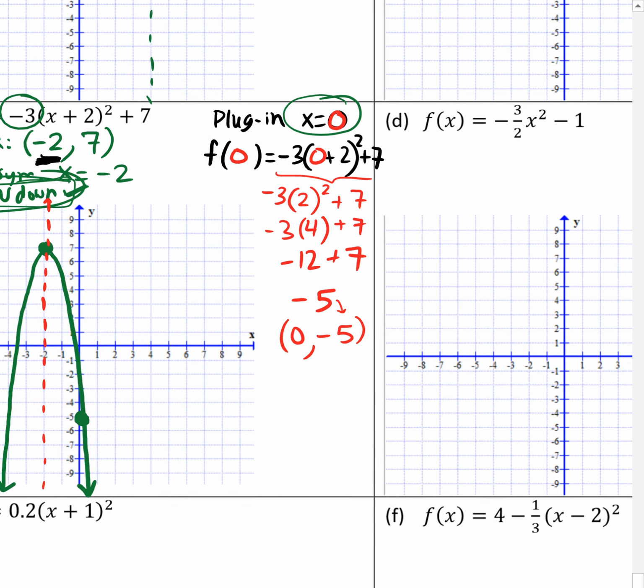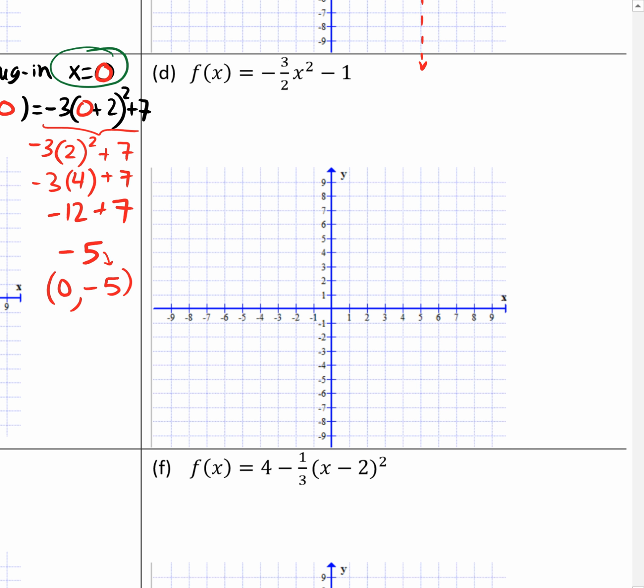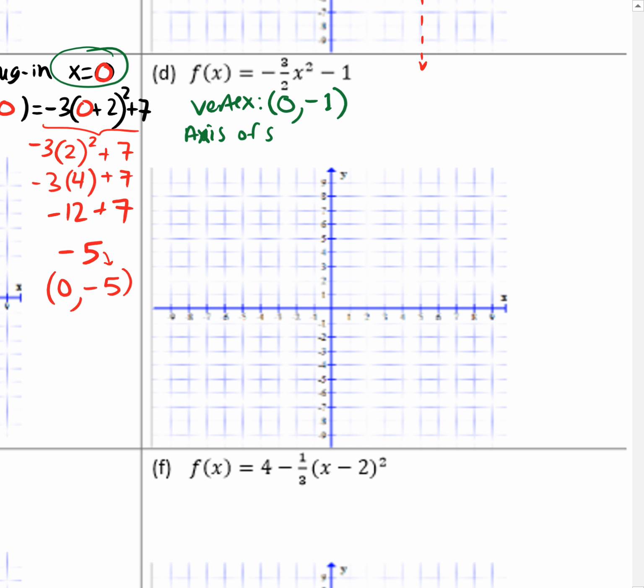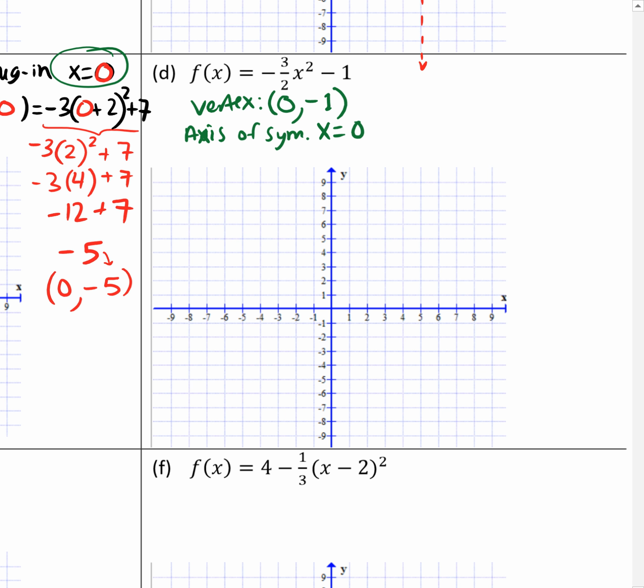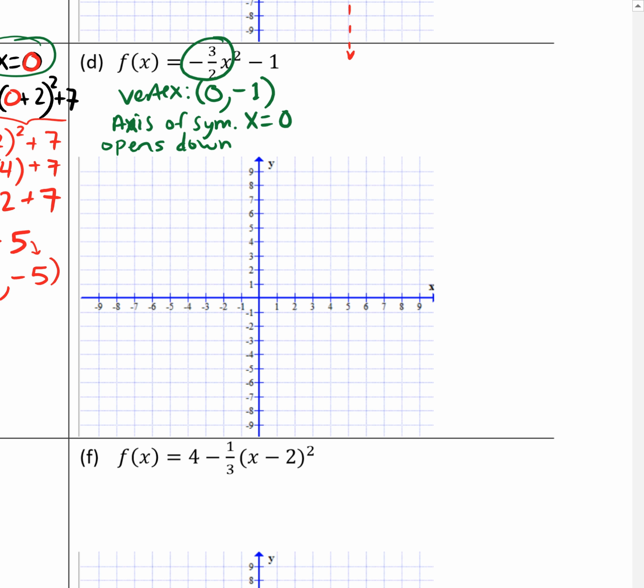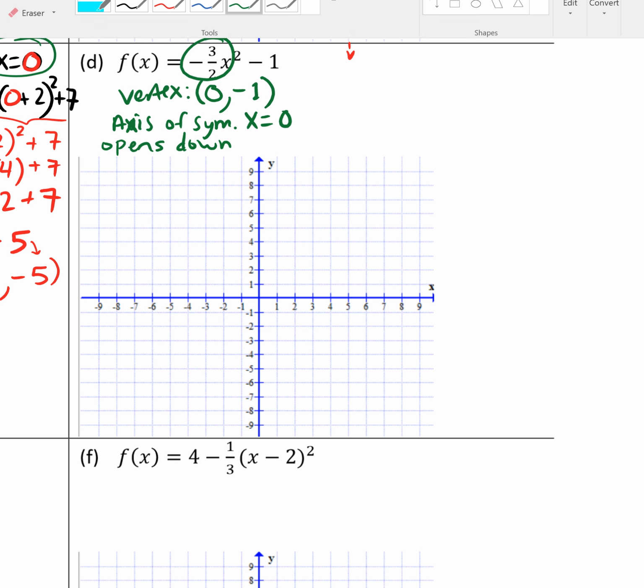Alright. Let's try this next one here. This guy's kind of interesting. The vertex of this guy is going to be h comma k, but notice there is no h, so it'll be 0. K is negative 1, because remember h is supposed to be a number that's inside the parentheses with x, but there is no parentheses with x. And our axis of symmetry is x equals 0, because that's the x value of the vertex. And this thing will open down, because the coefficient of x squared is negative. So I can expect this thing to open downward.